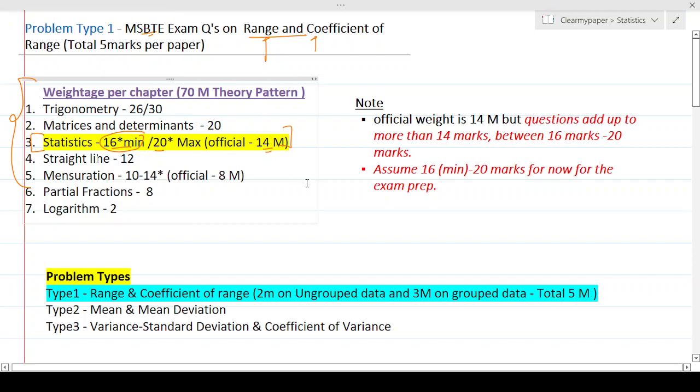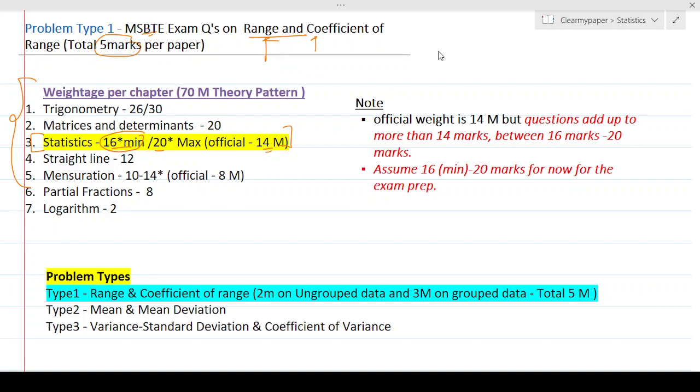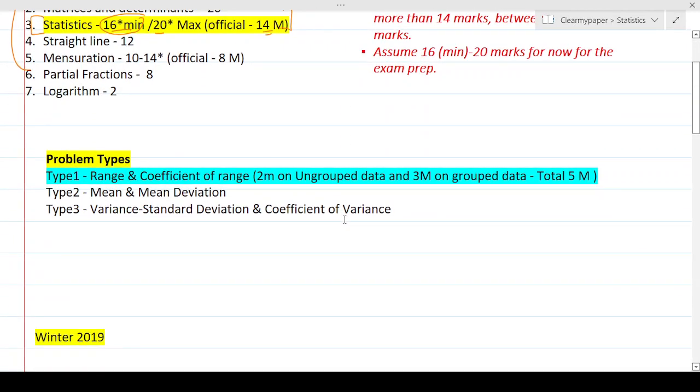Out of that 16 marks minimum, the range and coefficient of range put together, both these topics will be for 5 marks. Typically you'll get one question for 2 marks followed by another question for 3 marks, and we'll see that here in type 1.